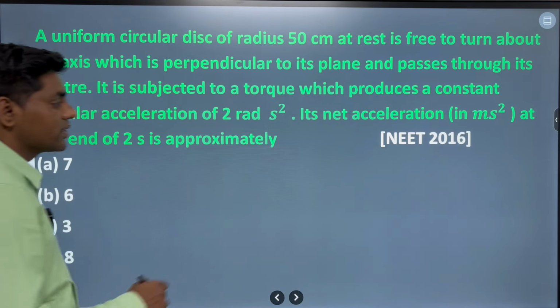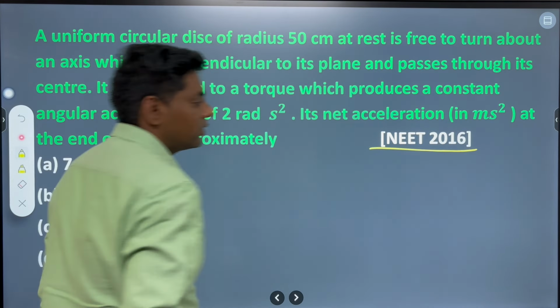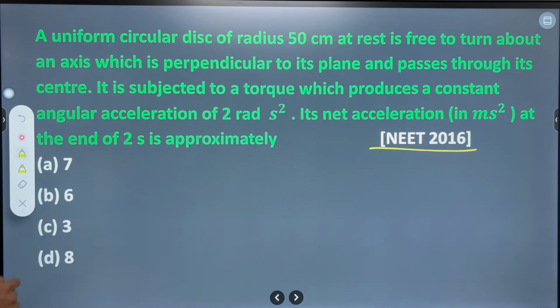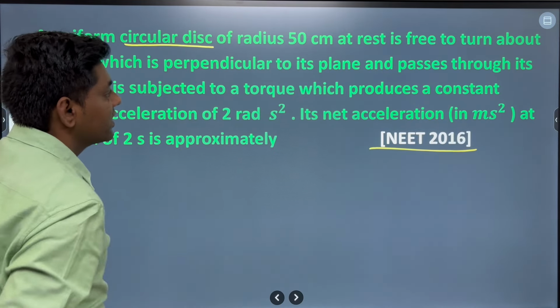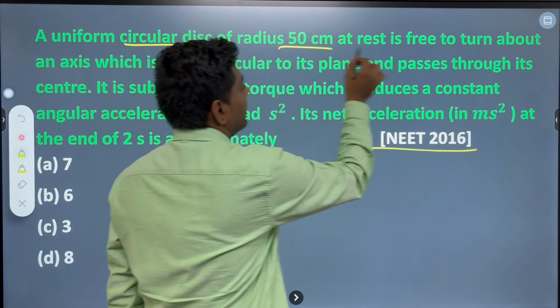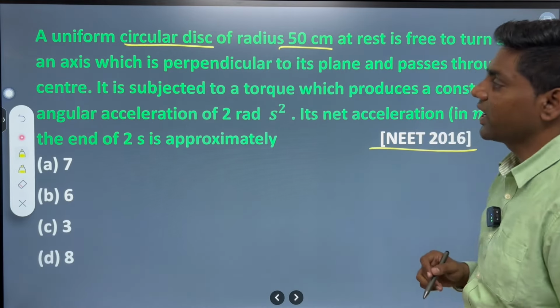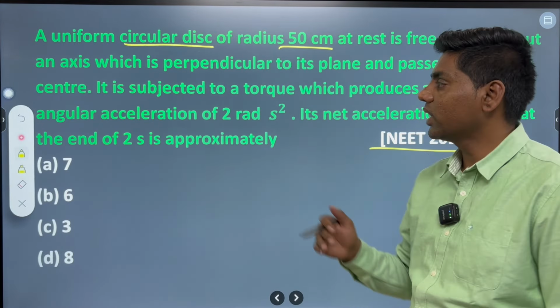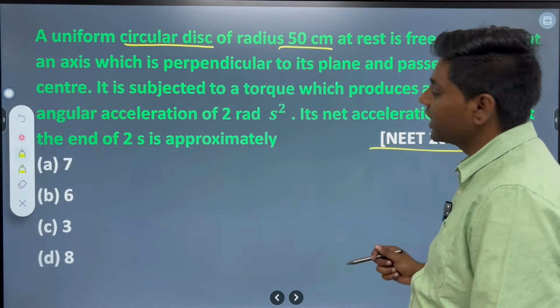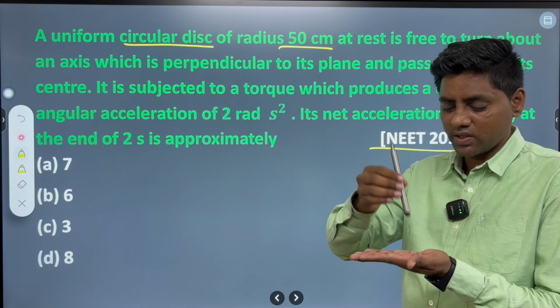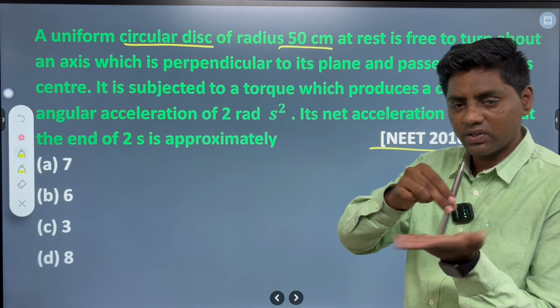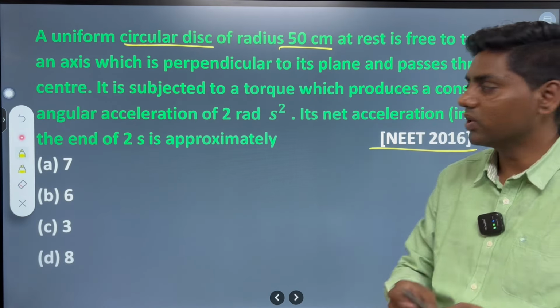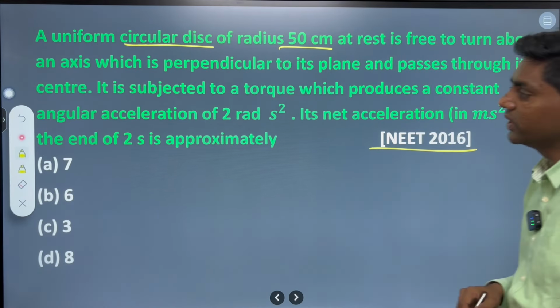Next example asked into the NEET 2016. The uniform circular disc of radius is 50 centimeter. At the rest we to turn about an axis. Axis के regarding turn हो रहा है, which is perpendicular to its plane. So very simple. This is the circular disc and this is the axis passing through that center. इसके around में वो disc turn हो रहा है, मतलब it's performing the circular motion. So passes through its center.